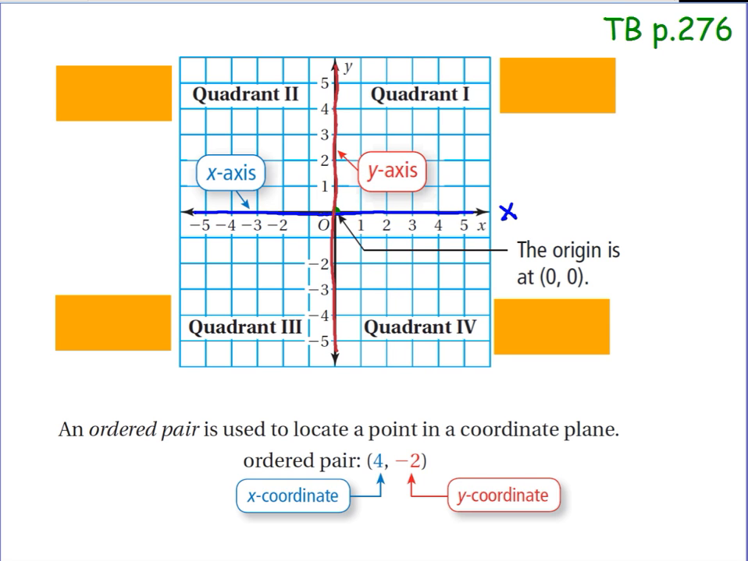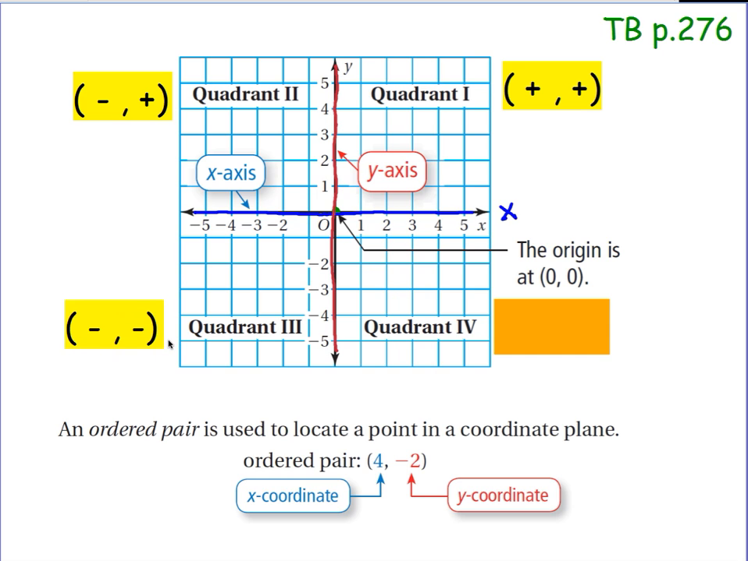Now, another thing that I want to point out is when you are graphing on the coordinate plane, quadrant 1 is always a positive number and a positive number. Quadrant 2, the first number is always negative, the second number is always positive. In quadrant 3, they are both negatives. And then finally in quadrant 4, the first number is always positive, the second number is always negative.